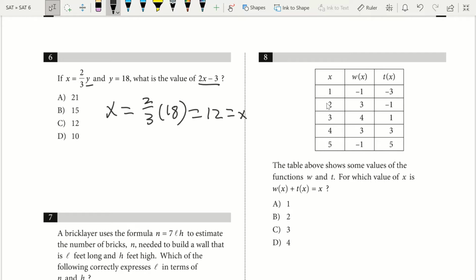Now we go ahead and plug in our 12 for x in our second equation. So we have 2 times 12 minus 3 will give us our answer. 2 times 12 is 24. 24 minus 3 is 21. So our answer will be A.